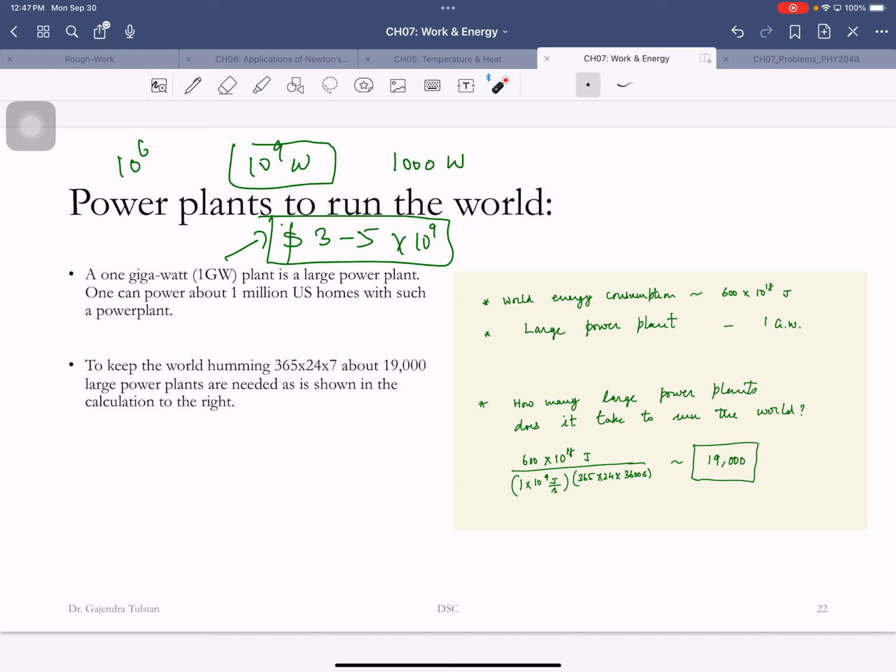So this number is roughly 16,000, so we'll say roughly 15 to 16,000. You need that many Hoover Dams running constantly 24/7 to run the world. Now, of course, the energy use is not constant, but we won't worry about all of that.